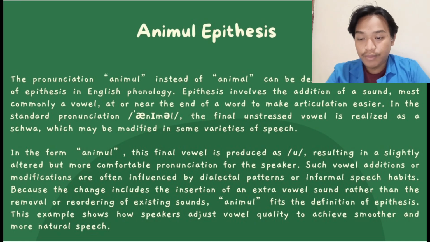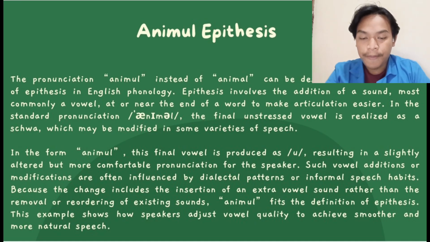Animal, epithesis. The pronunciation "animul" instead of "animal" can be described as an instance of epithesis in English phonology. Epithesis involves the addition of a sound, most commonly a vowel, at or near the end of a word to make articulation easier. In the standard pronunciation "animal," the final unstressed vowel is realized as a schwa, which may be modified in some varieties of speech. In the form "animul," this final vowel is produced as "u," resulting in a slightly altered but more comfortable pronunciation for the speaker.